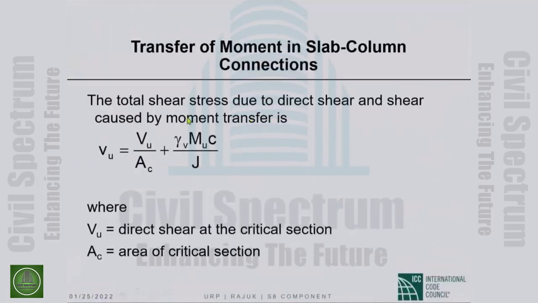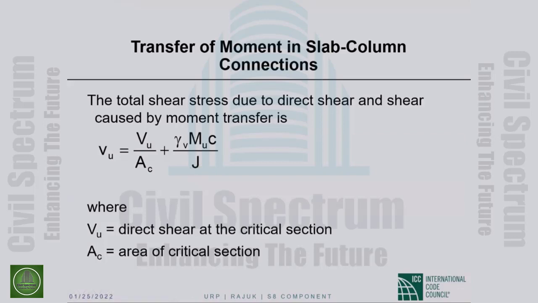Now the part of the unbalanced moment that is transferred by shear, gamma sub V times M sub U, causes shear stresses on, let us say, the right face and the left face of the critical section. No shear stress on the front face and the back face, which is equal to this moment divided by the polar moment of inertia of the critical section.